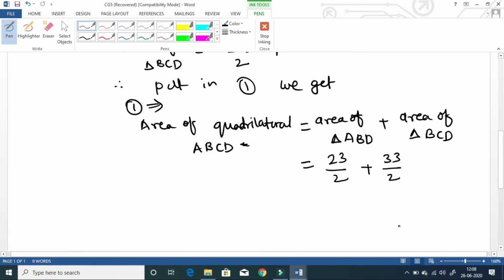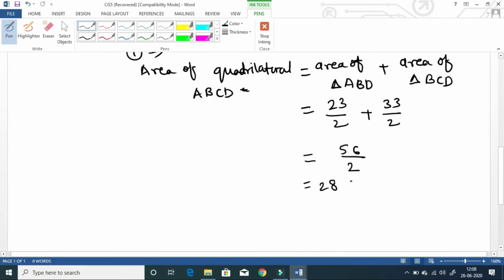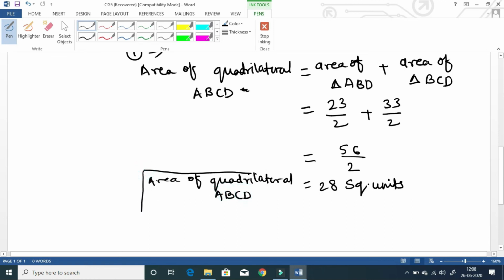So common denominator is 2 here. Both have the same denominator. So we get 56 by 2. So that is 28 square units. So this is the value for area of quadrilateral. So area always has a unit square, and since we don't know the unit, whether it is meter or centimeter, we have to write down square unit. So area of quadrilateral ABCD is equal to 28 square units. So this is the final answer.